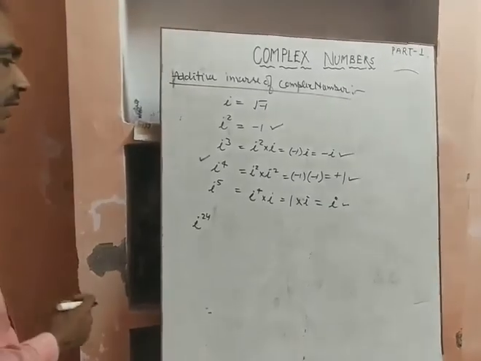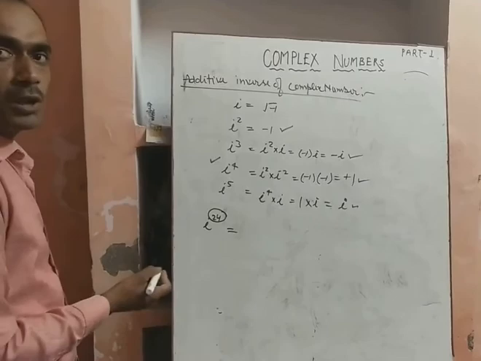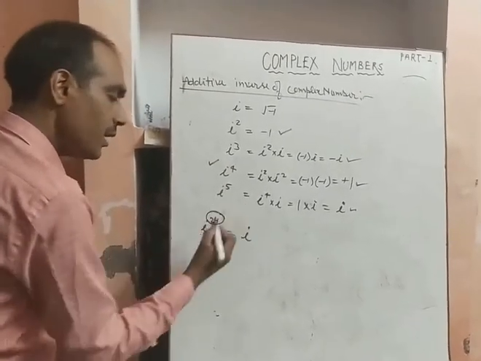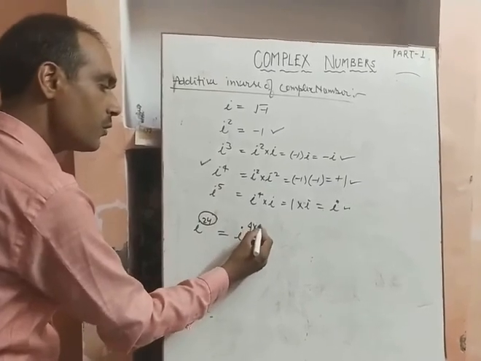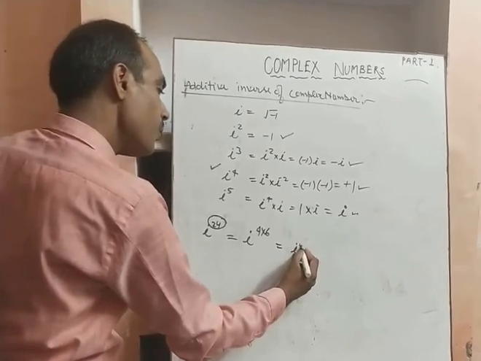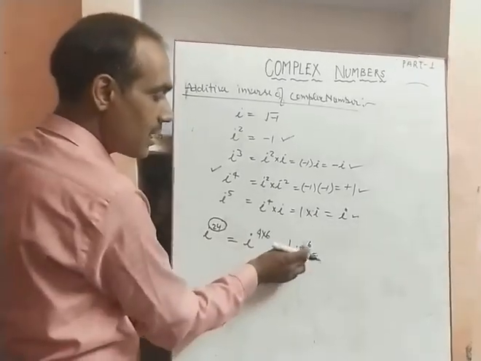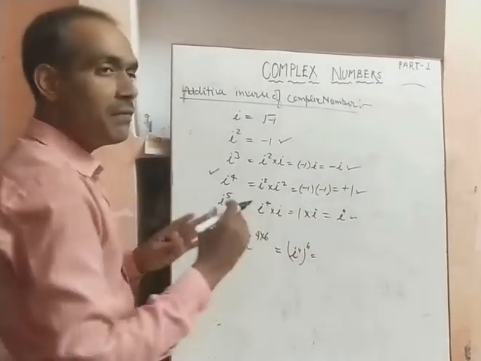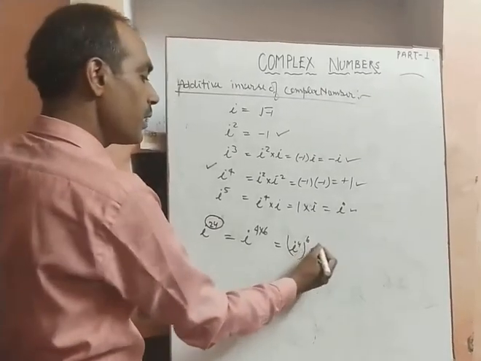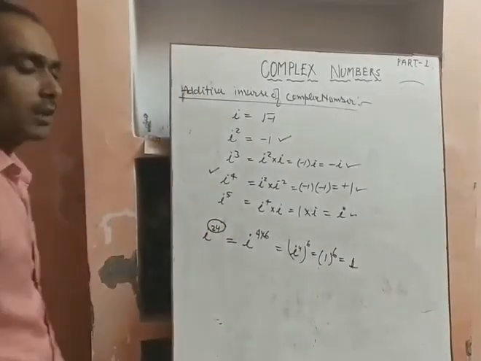then we convert the power into a multiple of 4. It means i raised to power 4 into 6, and i raised to power 4 is equal to 1, and we know any power of 1 is equal to 1. So 1 raised to power 6 is equal to 1. Clear?